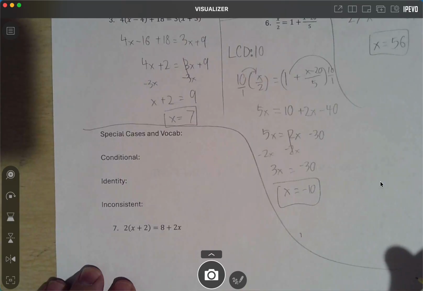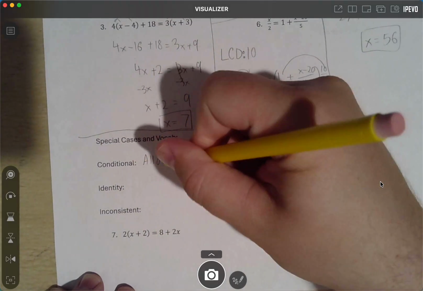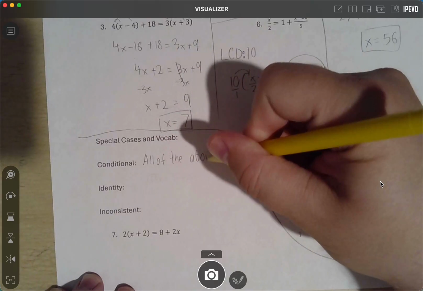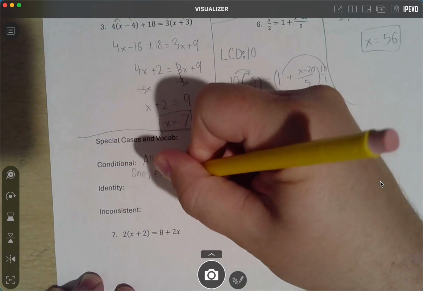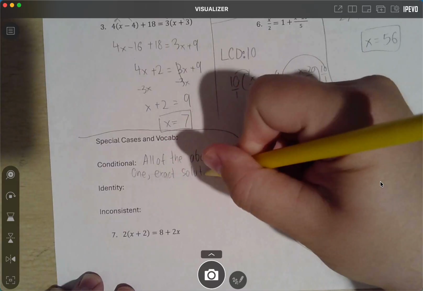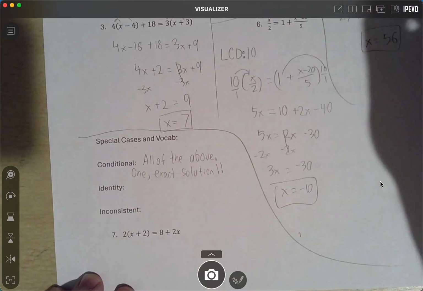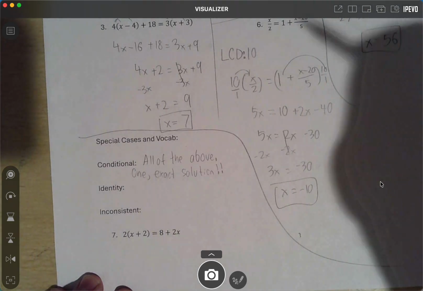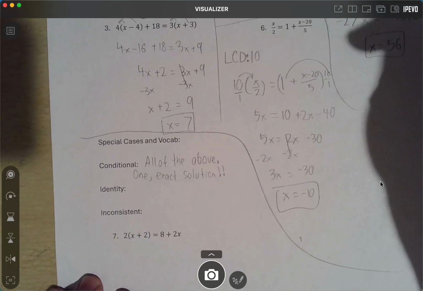Now, there are a few special cases that we need to be considerate of. There's what we call conditional equations, and what I'm going to say is conditional equations are all of the above, or in other words, one exact solution. So notice in all the problems above, we got x equals 11, 11, or 7, or negative 3, or 10, or 56. But it was one single answer. So those are what we call conditional equations.